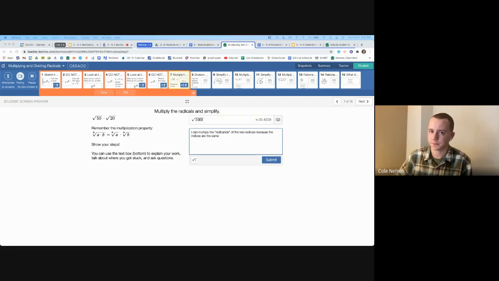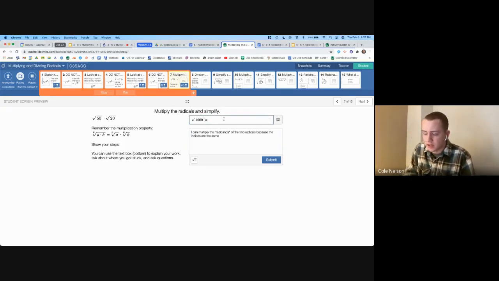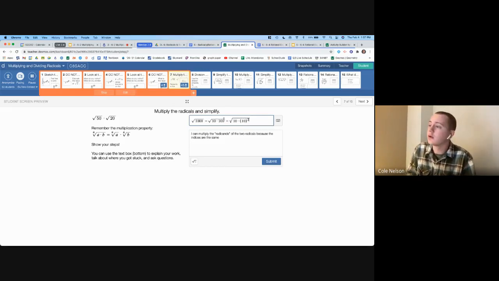Okay. I know that 1,000 is 10 times 100. And I know that 100 is 10 times 10, or 10 squared, like that. So then I might be able to write, well, this is 10 square roots of 10.